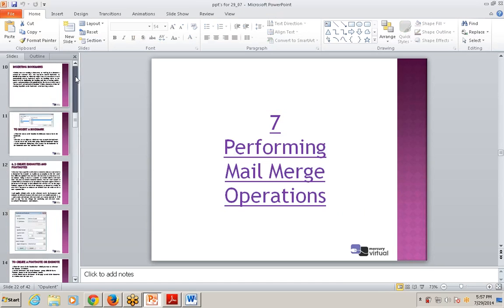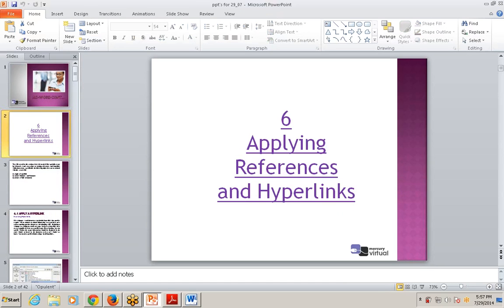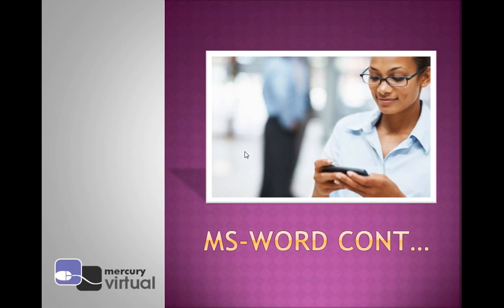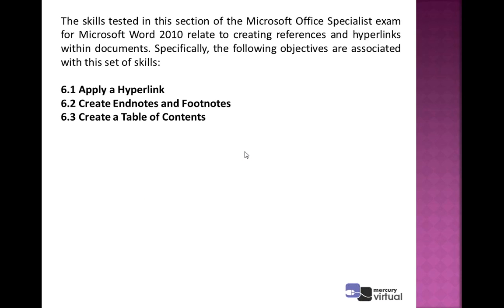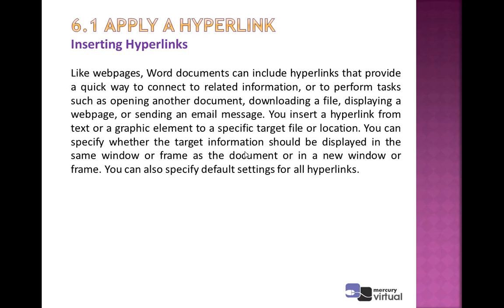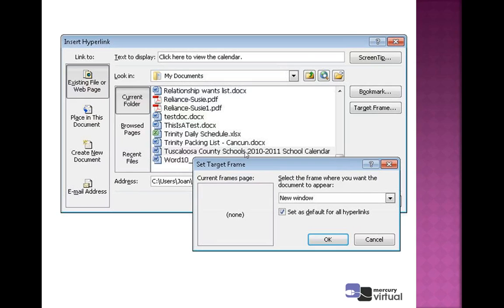Now quickly let's go through chapter number 6. Chapter number 6 is applying references and hyperlinks, meaning how to apply references and how to create hyperlinks. This contains 3 topics: 6.1 is how to apply a hyperlink, then how to create an endnote or footnote, and then how to create a table of contents. So these are the 3 topics available in chapter number 6.